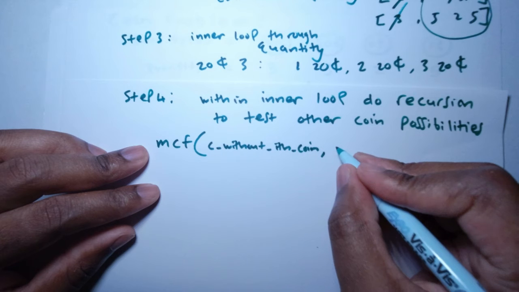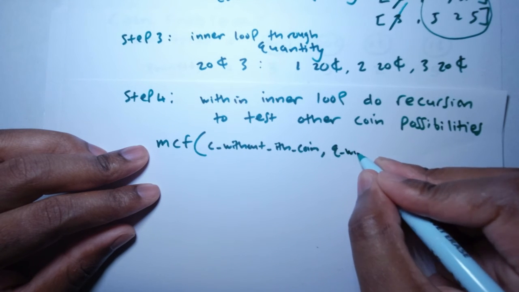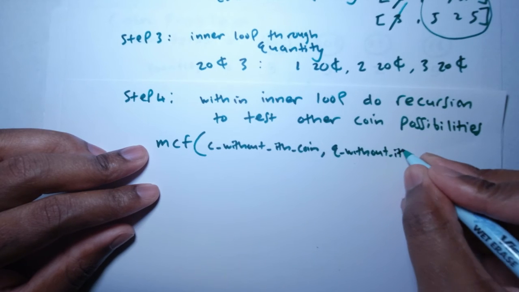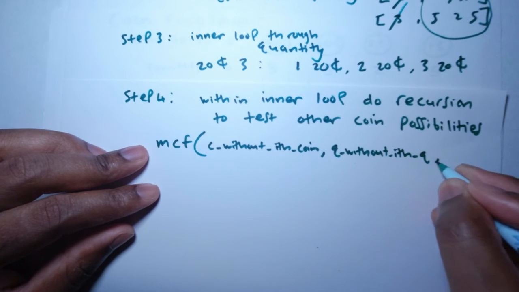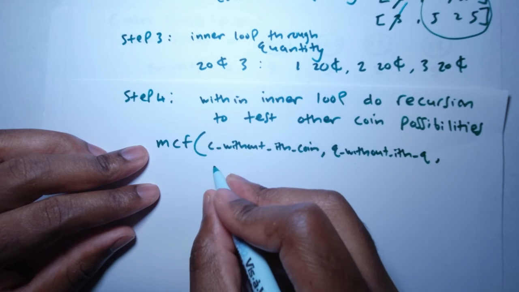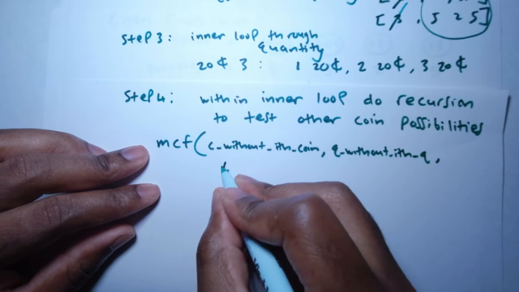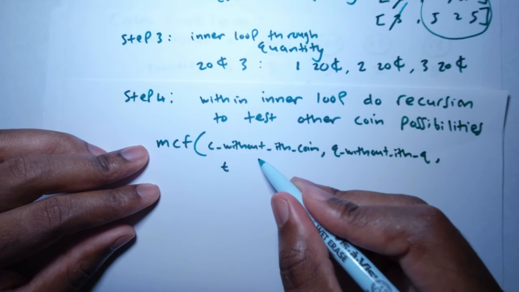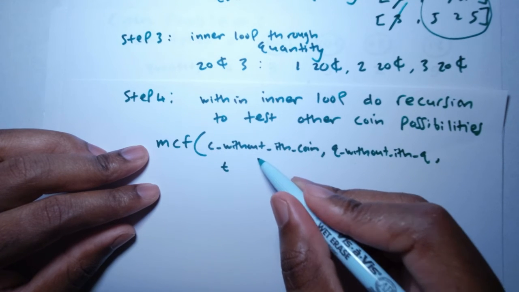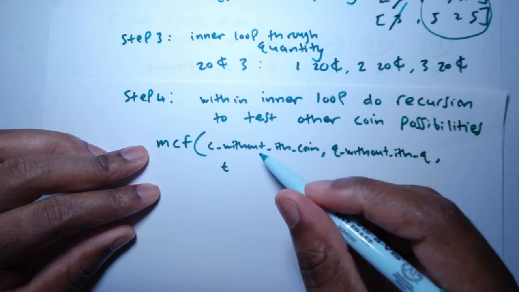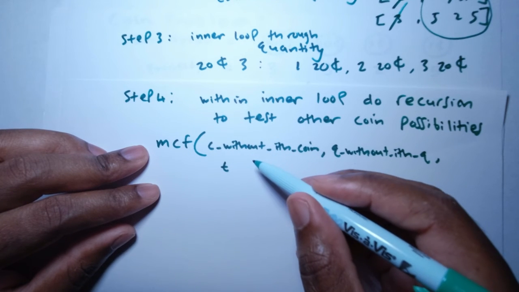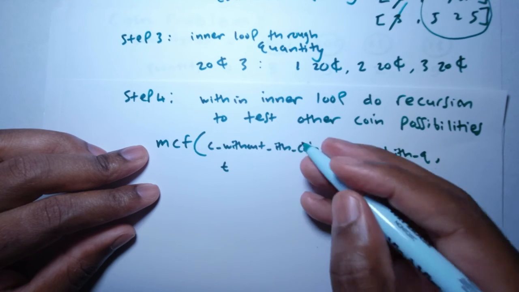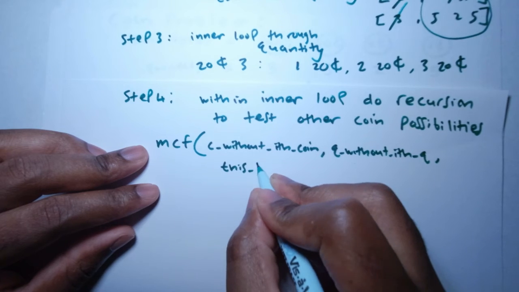And then we're passing in Q without the ith Q. And then the target, we're not passing in the target. We also decompose the target as well, because think about it this way. If you pick a coin, that means that you can actually reduce the target. So if we chose 1 20-cent, we would reduce the target by 20 cents and we'll pass in 80 cents. So here I'm going to represent that by this target.